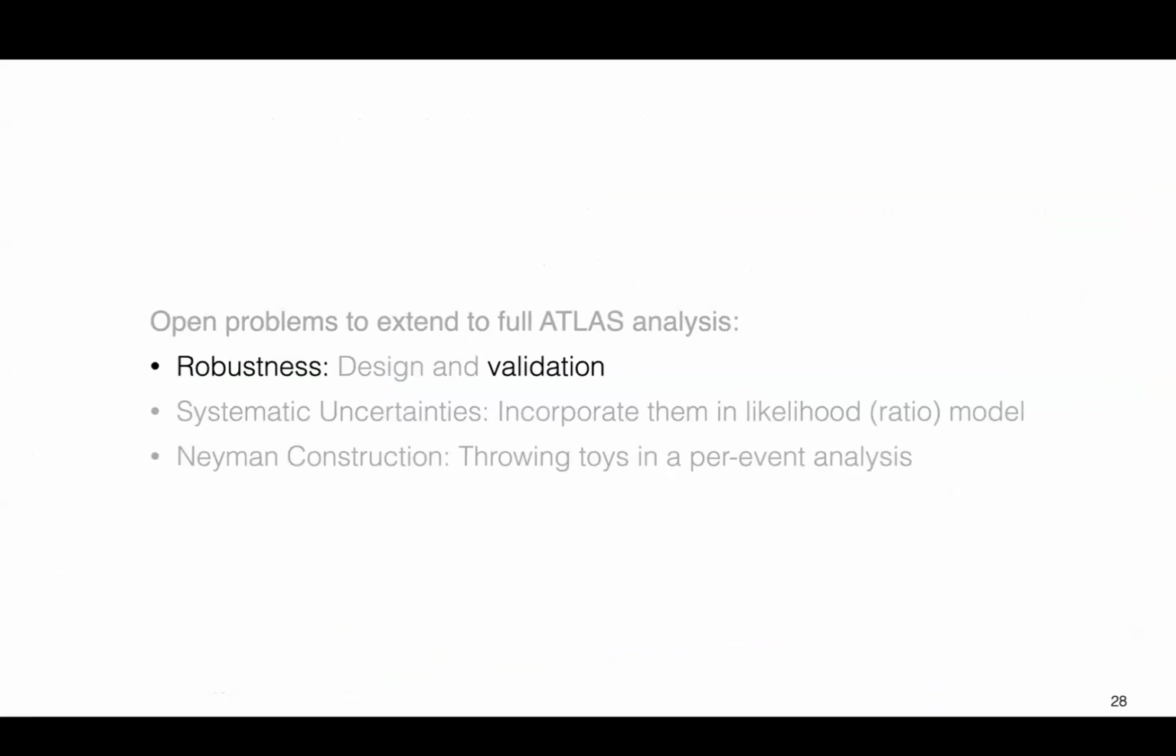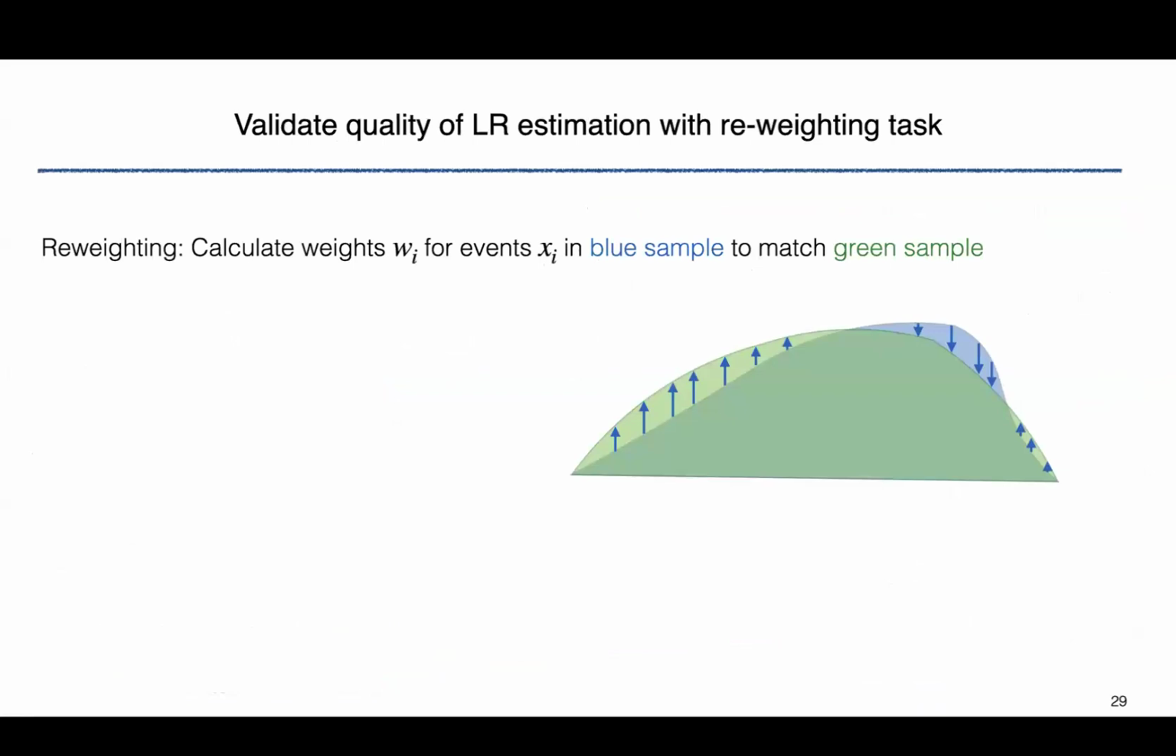So how do you validate these high dimensional likelihoods? One way to do it is with reweighting. You can think of it like taking a network and turning it into a generative node. So let's say you have these two high dimensional distributions. I'm showing it to you in 1D, but let's say you want to reweight the blue to look like the green. What would you do?